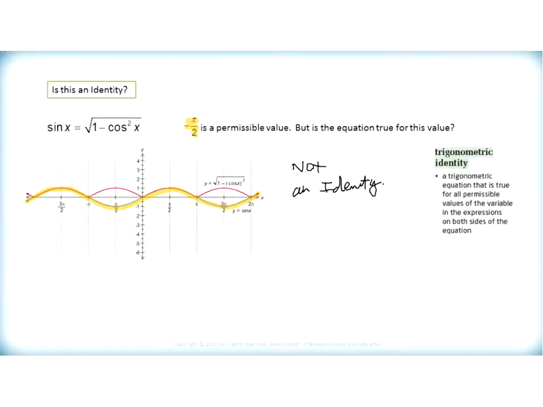And again, if you look at your definition over here, a trigonometric equation that is true for all permissible values in the expression on both sides of the equation. So it has to be true for all permissible values. In this case, it isn't. I just found a permissible value that this equation is not true for on both sides.